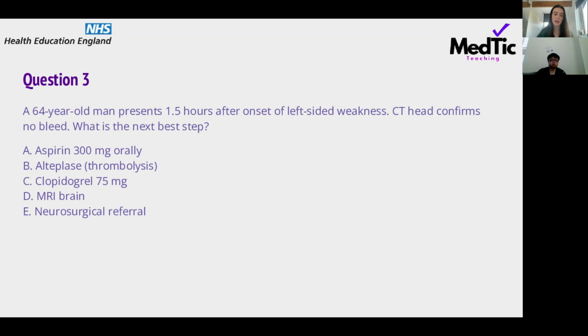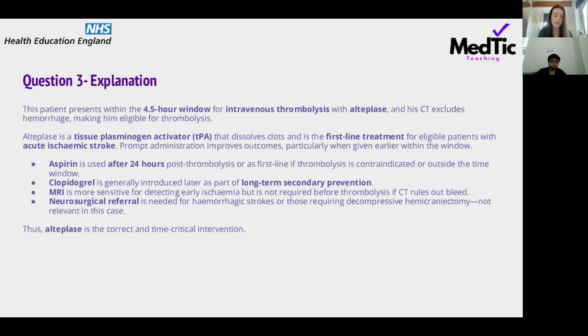Yeah, so if we just move on to the answer. So the answer here is alteplase or some sort of thrombolysis. The important thing here is that if you're going to thrombolize somebody, it needs to be within 4.5 hours of their symptoms presenting. So if we move on to the explanation slide.